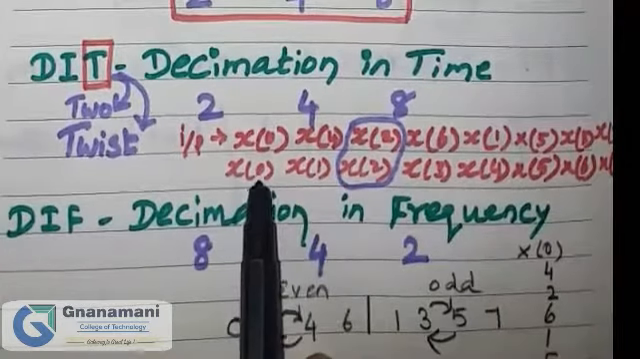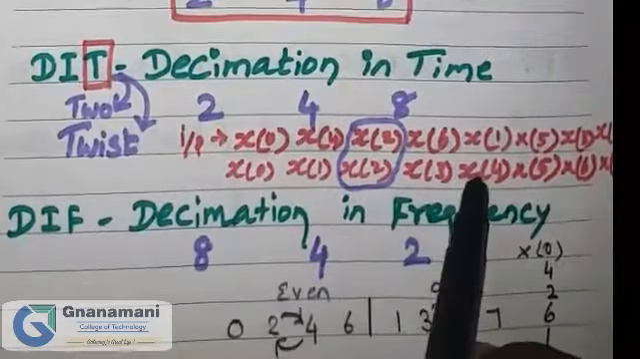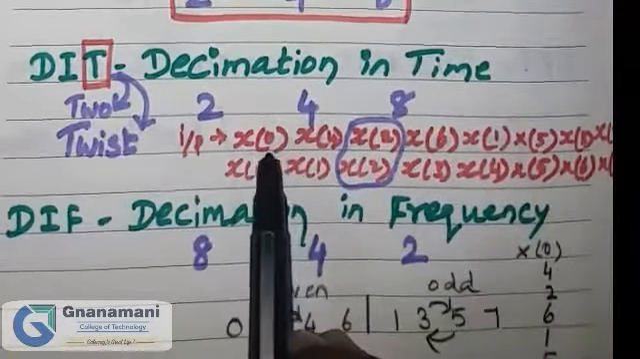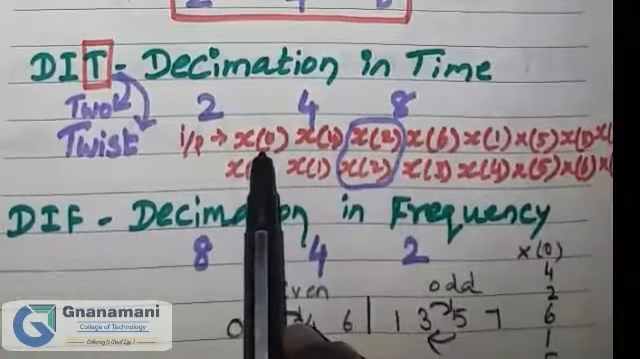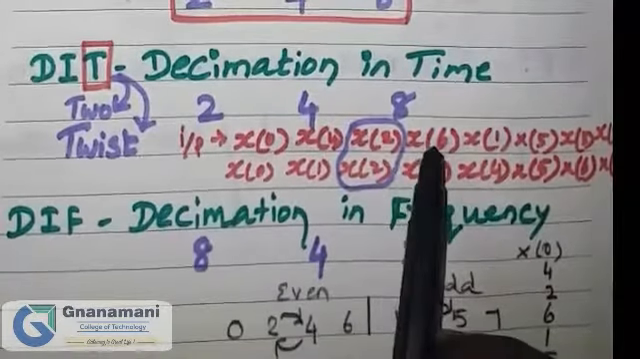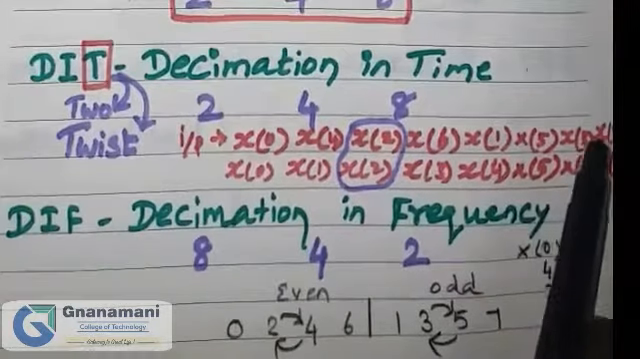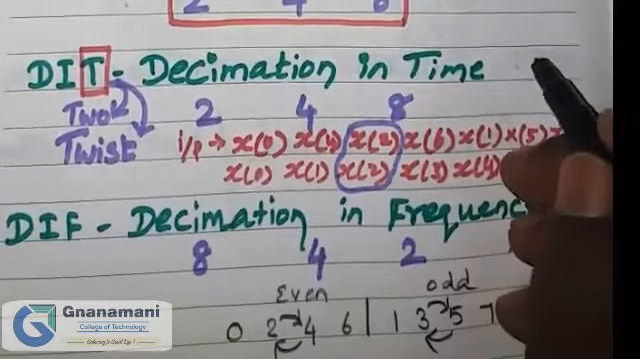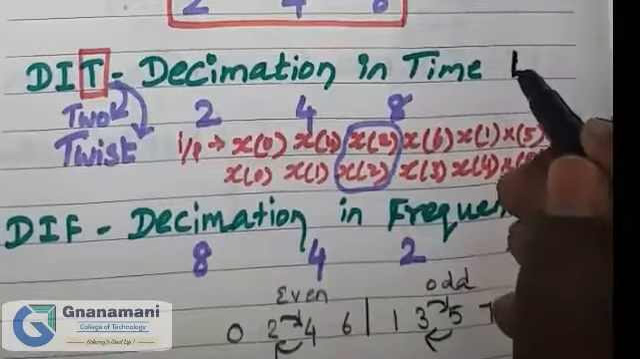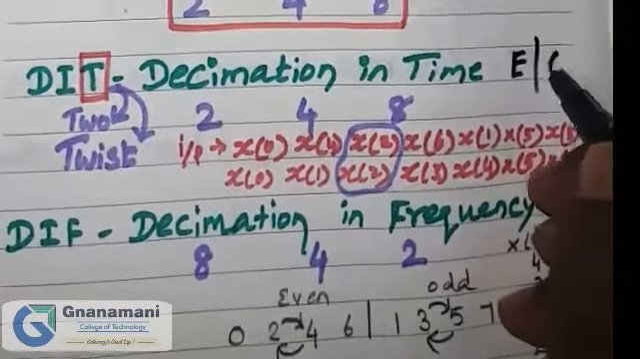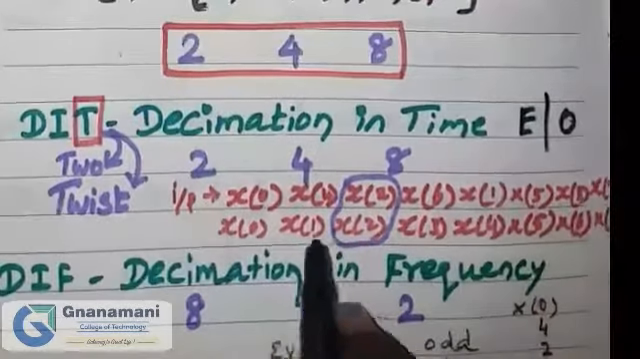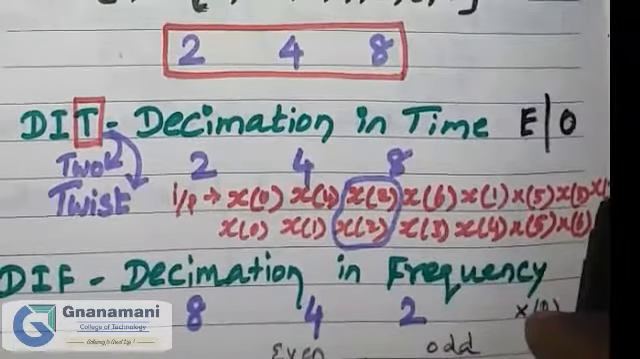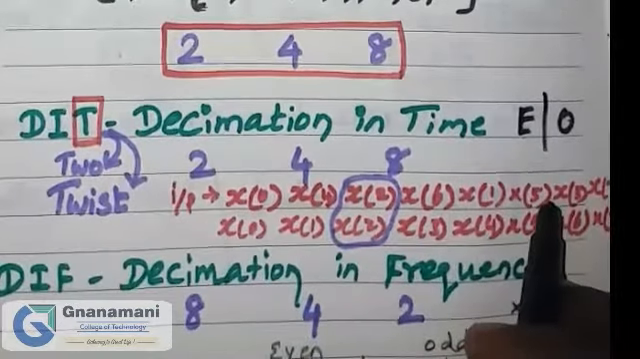So x of 0, x of 1, x of 2, x of 3, x of 4, x of 5, x of 6, x of 7 should be shuffled in the order of x of 0, x of 4, x of 2, x of 6, x of 1, 5, 3, 7. So divide the sequence into two parts, even part and odd part. The first 4 samples belong to the even part and the later 4 samples belong to the odd part.